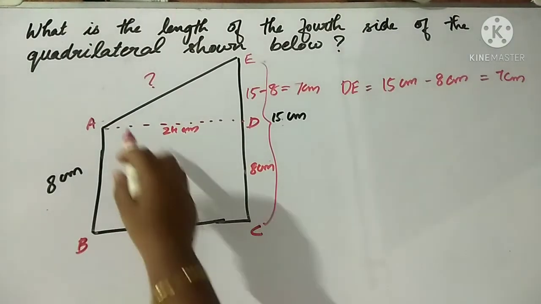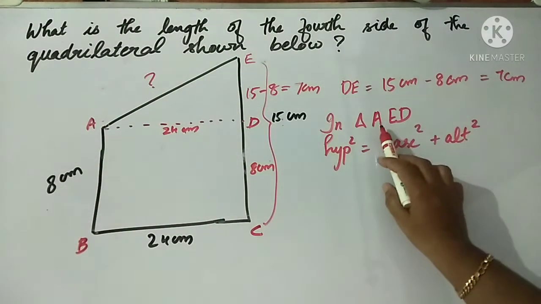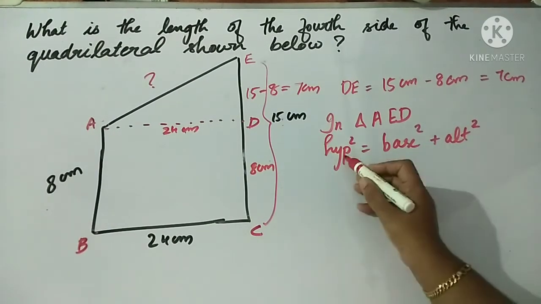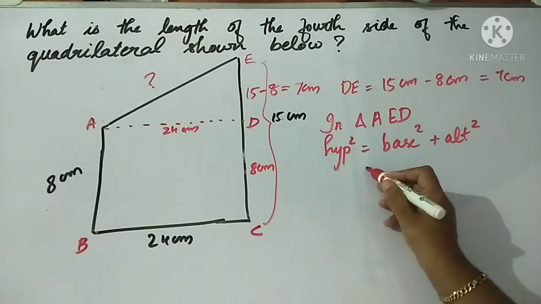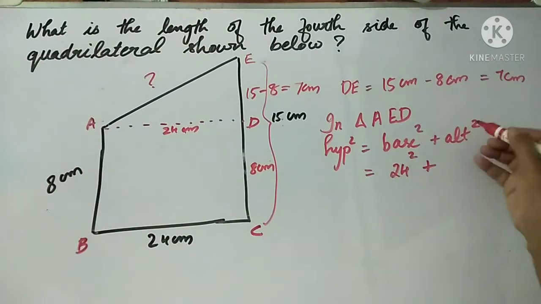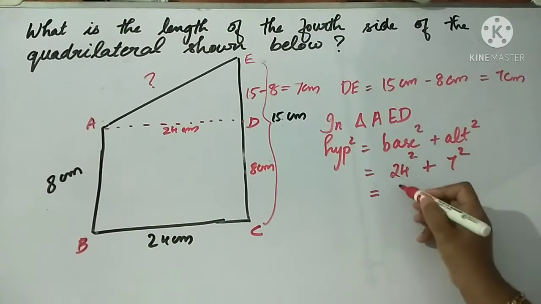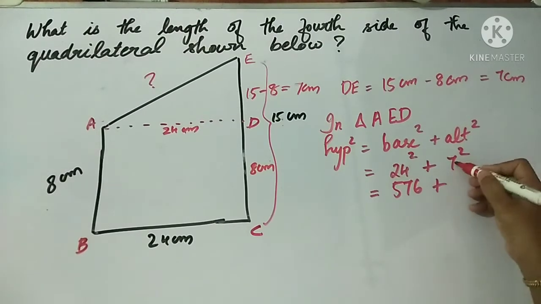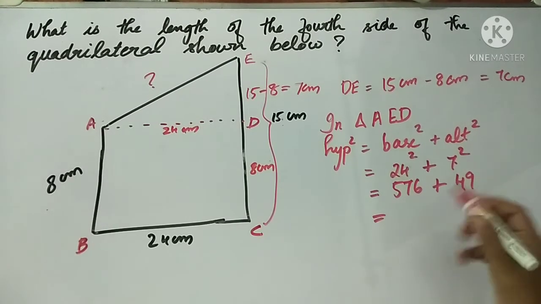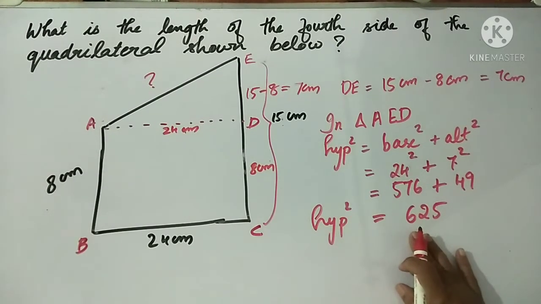Now we can find what is the fourth side, that is hypotenuse of this triangle. So we write in triangle AED, hypotenuse square is equal to base square plus altitude square. Here we need to find what is hypotenuse. So hypotenuse square is equal to base square, that is 24 square plus altitude square, that is 7 square. That is equal to 24 into 24 is 576 plus 7 sevens are 49. That is equal to 576 plus 49 is equal to 625. So we get hypotenuse square is equal to 625.